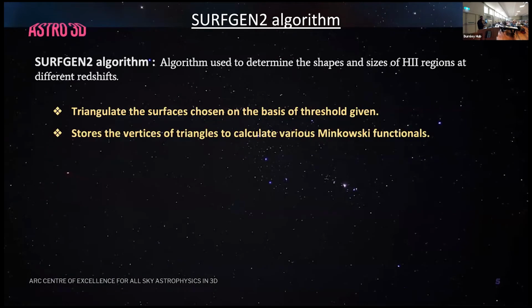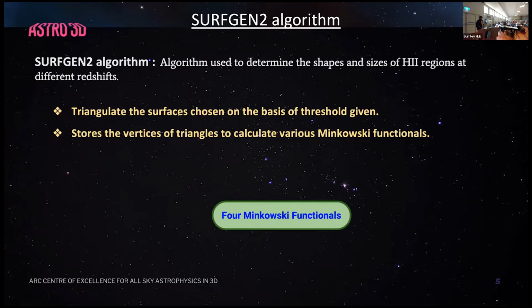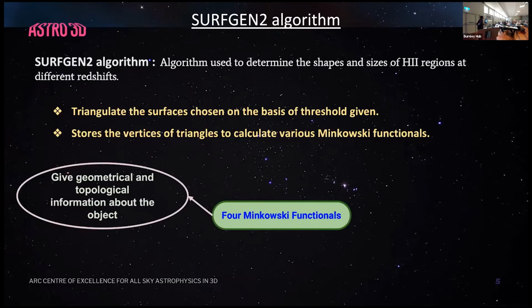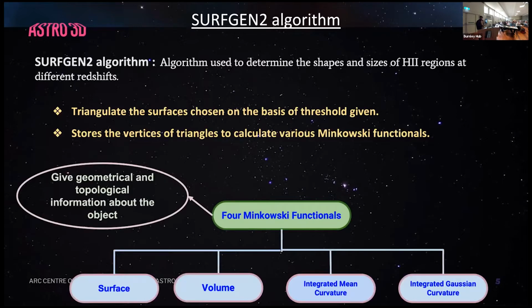For that, we have used the SURFGEN2 algorithm. It is a surface generating algorithm which identifies the shapes and sizes of our ionized regions. We give a threshold on the basis of which it triangulates the surface and calculates the Minkowski functionals. There are 4 Minkowski functionals which give the geometrical and topological information of our object. If we have an object, they give us information about the surface area, volume, the concavity or convexity the surface can have, and the topology, if it has genus or holes in between.